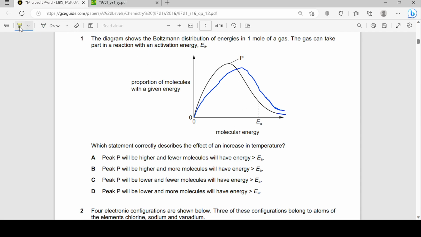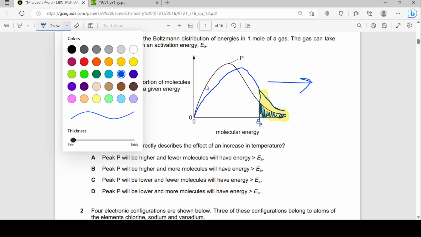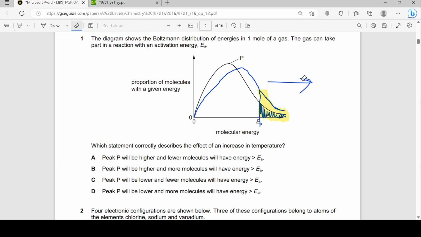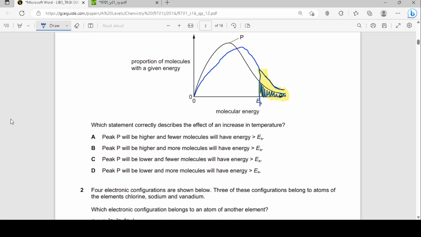But the activation energy remains the same, right? The difference is that before, only these many molecules had energy greater than or equal to the activation energy, right? But now there's a greater area to the right of the activation energy mark on the x-axis. So that means there are more successful collisions, more frequent successful collisions when the temperature increases.